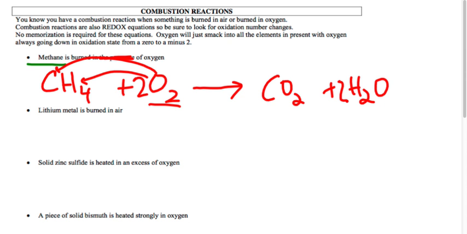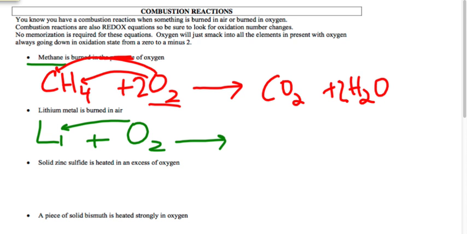Lithium metal is burned in air. So I write lithium plus O2. This is combustion as well. So how does that work? Smack. What do we make? Li2O. Now how are these redox? Lithium went from a 0 to a +1. Oxygen went from a 0 to a -2.